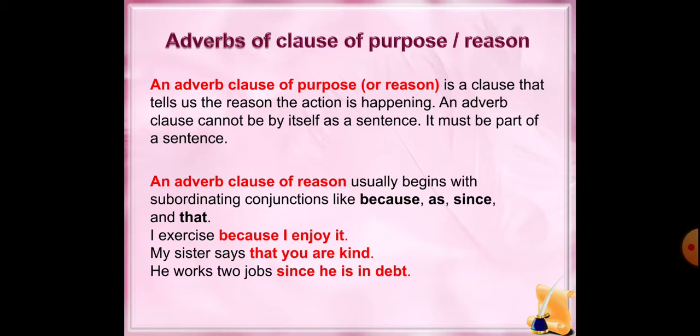Adverb clause of purpose or reason. An adverb clause of purpose or reason is a clause that tells us the reason the action is happening. An adverb clause cannot be by itself a sentence. It must be part of a sentence. An adverb clause of reason usually begins with subordinating conjunctions like because, as, since, and that. For example, "I exercise because I enjoy it." "My sister said that you are kind." "He works 2 jobs since he is in debt."